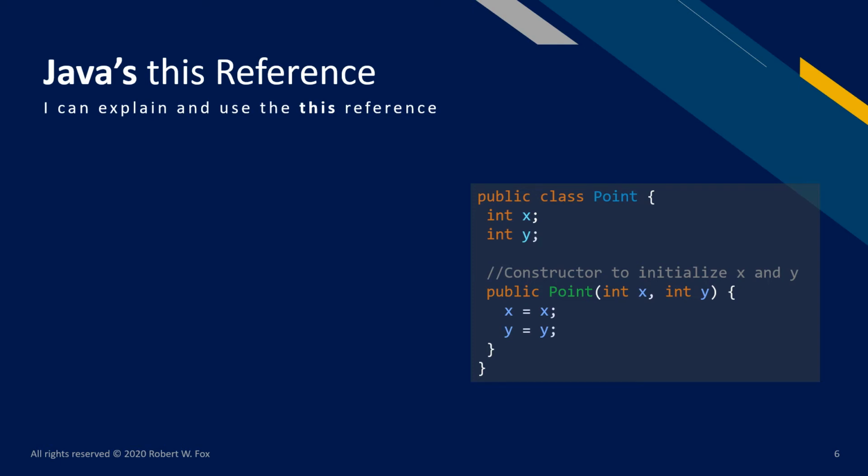To start out, I'd like you to consider the Point class, which is shown on the right, and its constructor. I'd like you to pause the video and study it a little bit and see if there's anything that just doesn't hit you quite right, something that's confusing. When you're ready, resume the video and we'll talk about what we saw.